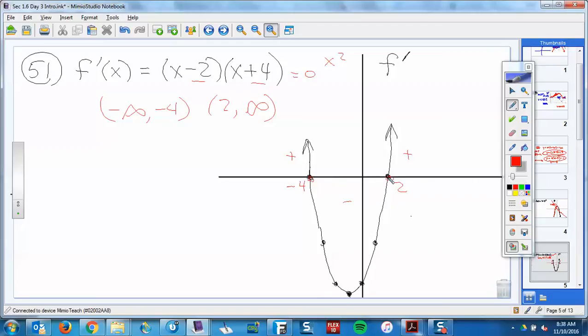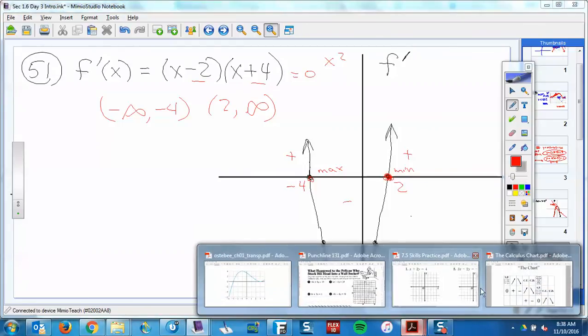Where does F have local minimum? Right here, at 2, because F prime goes from negative to positive, so F would be decreasing, then increasing. This is a minimum. This is going to be a maximum. Okay? Where is F concave down?